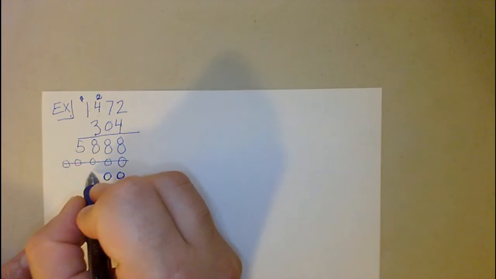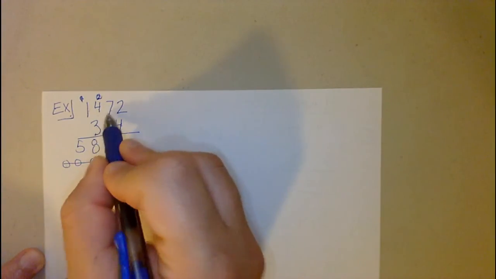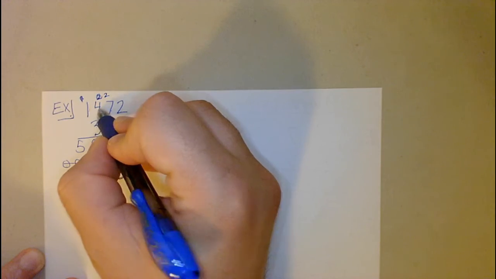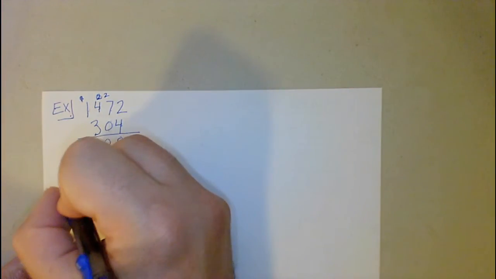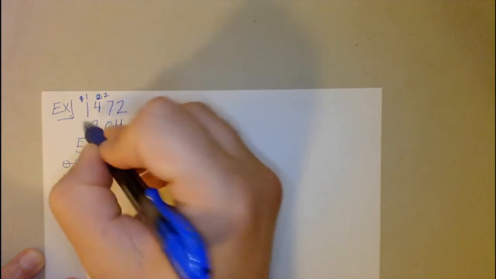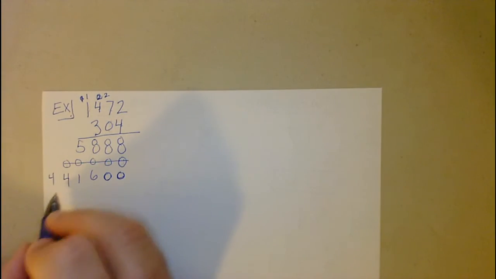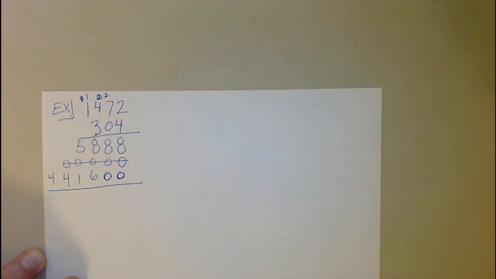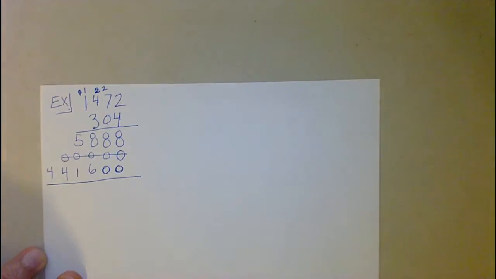So 3 times 2 is 6. 3 times 7 is 21. Carry the 2. 3 times 4 is 12, plus 2 more is 14. Carry the 1. 3 times 1 is 3, plus 1 more is 4. And we add together. Okay, keep everything nice and in line.